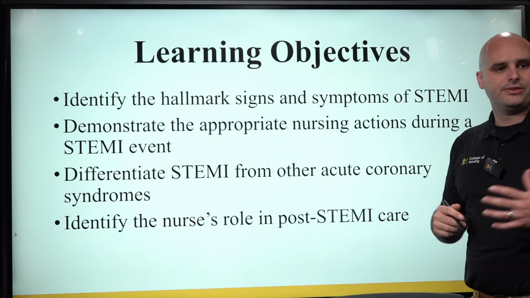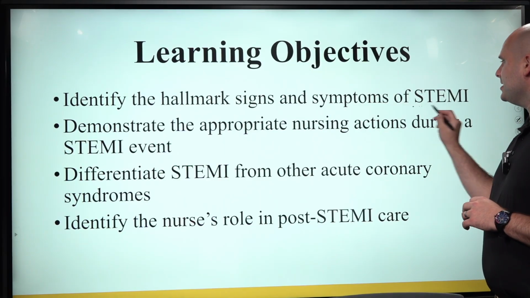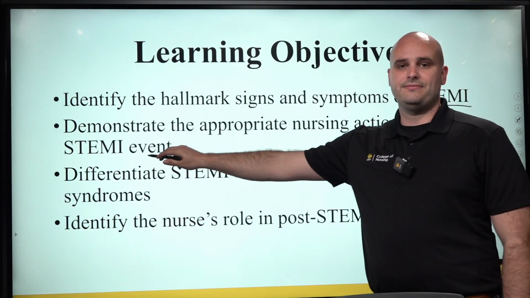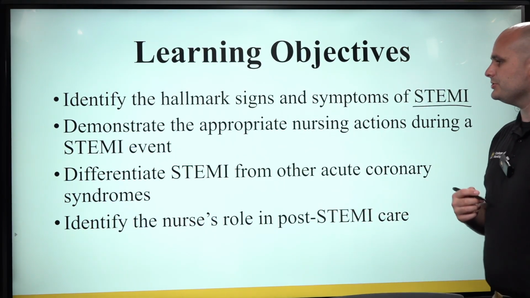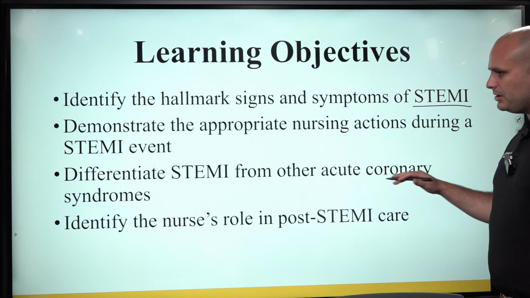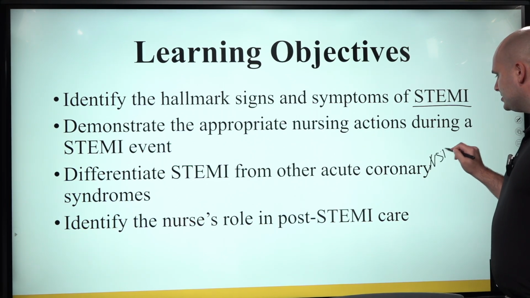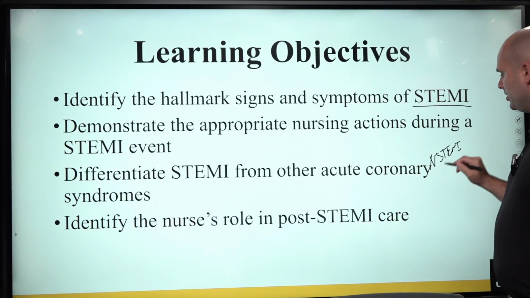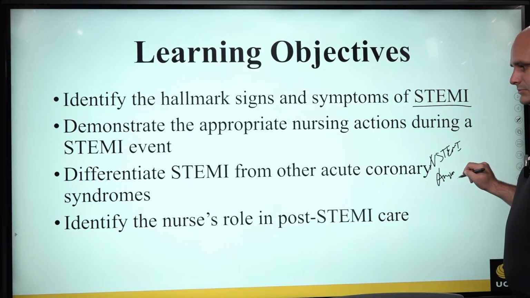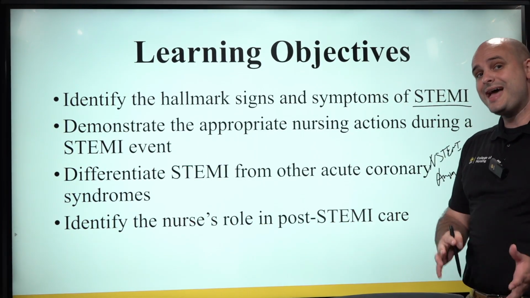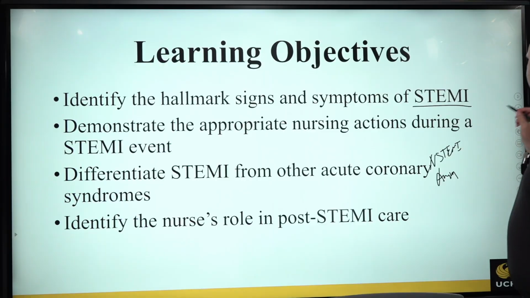We're going to identify the hallmark signs and symptoms of STEMI. Demonstrate the appropriate nursing actions during a STEMI event. So what are we going to do for them as the nurse? Differentiate STEMI from other acute coronary syndromes, which we have a couple, such as NSTEMI or angina. Identify the nurse's role in post-STEMI care. So what are we going to do for the patient after they've had this massive heart attack?